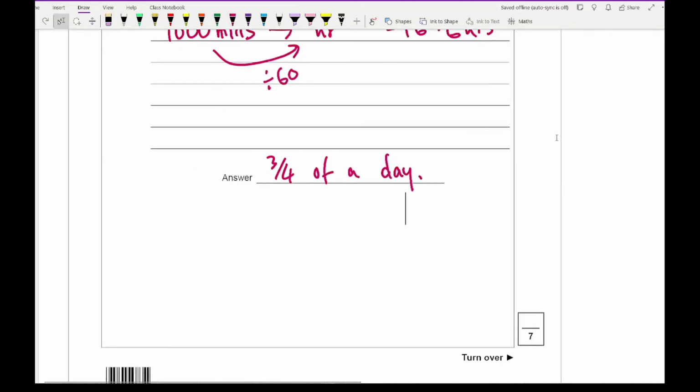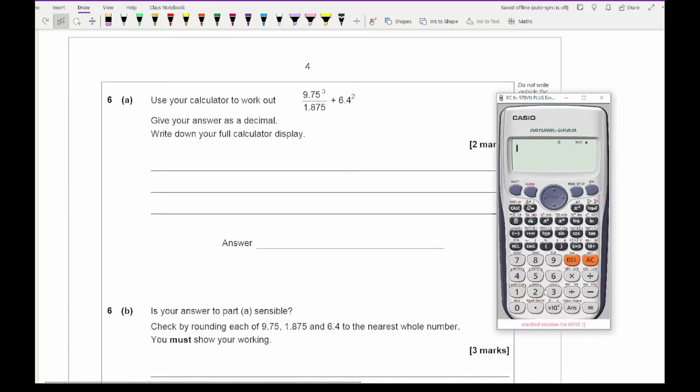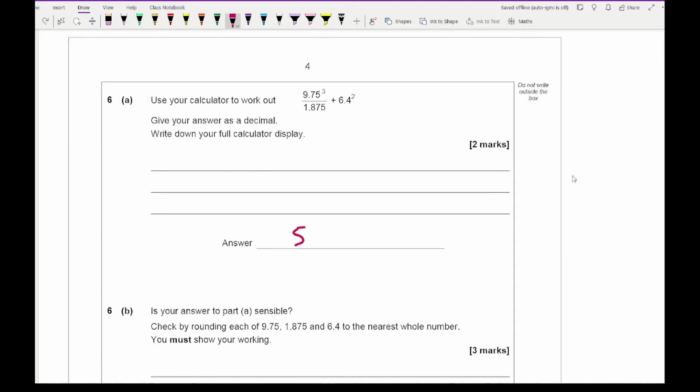Well, there we go. So moving on to question 6a, it says use your calculator to work out this calculation. Give your answer as a decimal, write down your full calculator display. So let's have a look. Hope that this calculator does give me the correct answer. I use my fraction button, then 9.75 to the power of 3, and then that's all over 1.875, and scroll across to plus 6.4 squared, and that gives me an answer of 535.285.